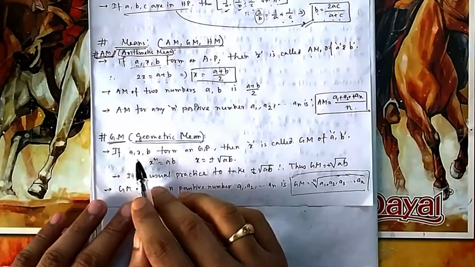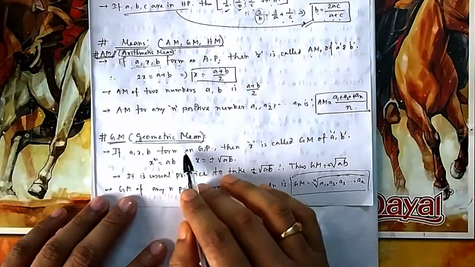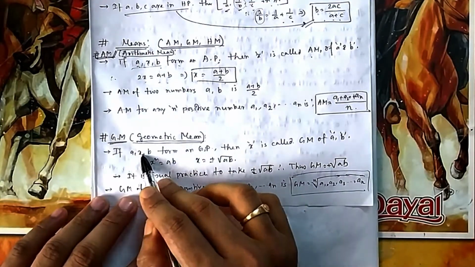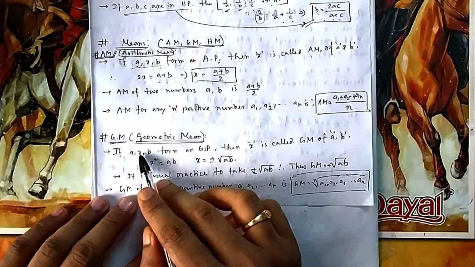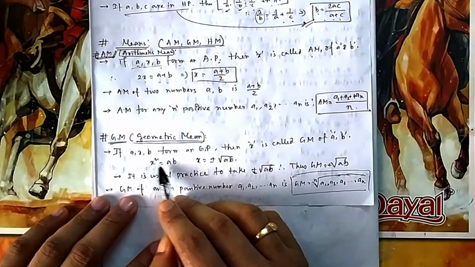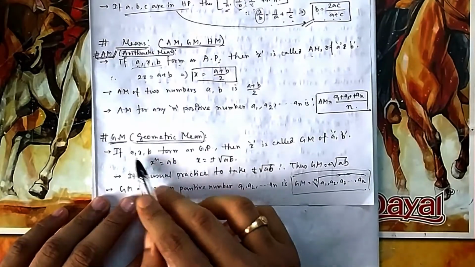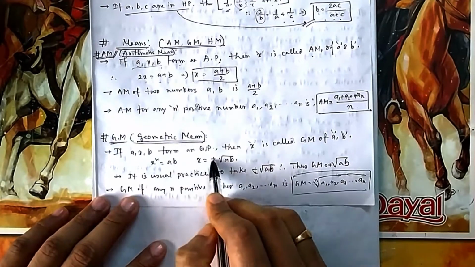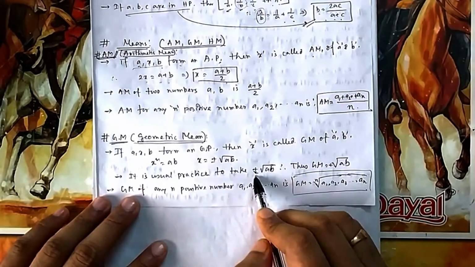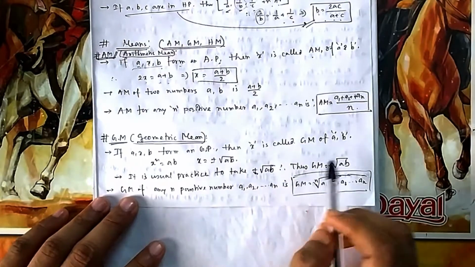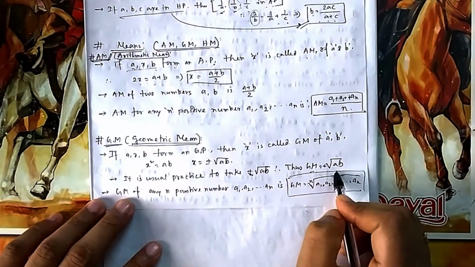GM. Similarly, GM will be, suppose x is any number. So a, x, b, if they form a GP, then x will be the GM of a and b. I told you, if it is in GP, then the middle one squared equals first into last. So x is equal to plus or minus root of ab. It is usual practice to take the positive one as the mean. So the geometric mean is root ab.